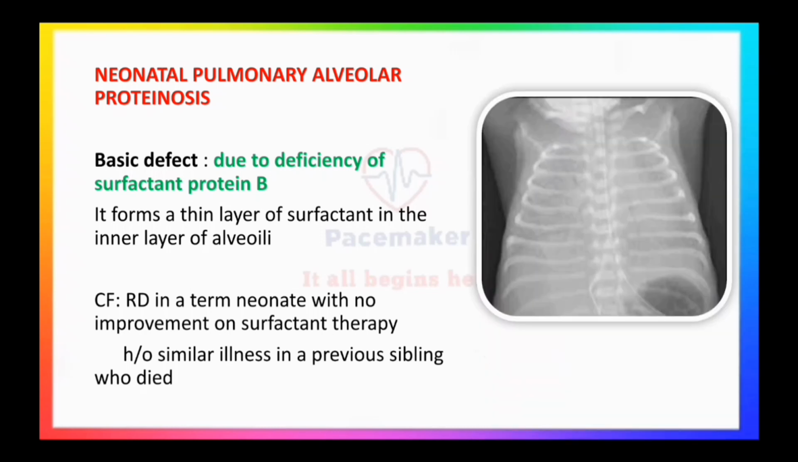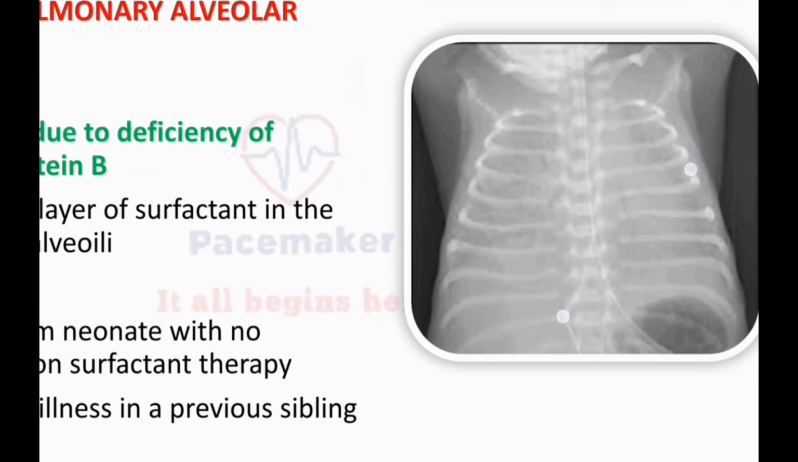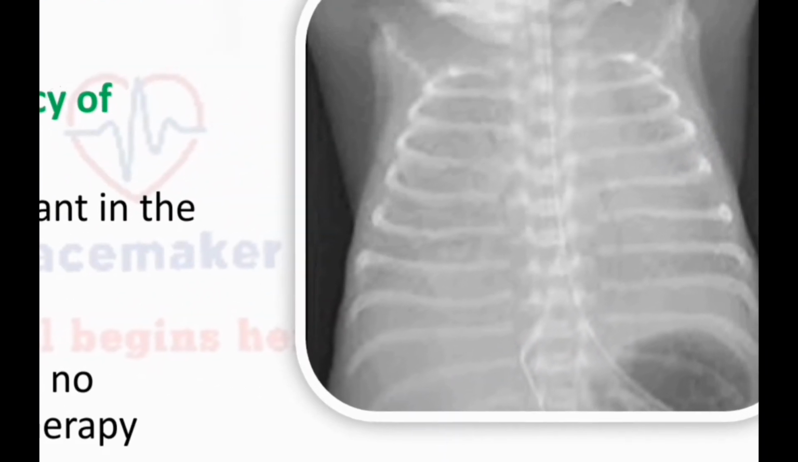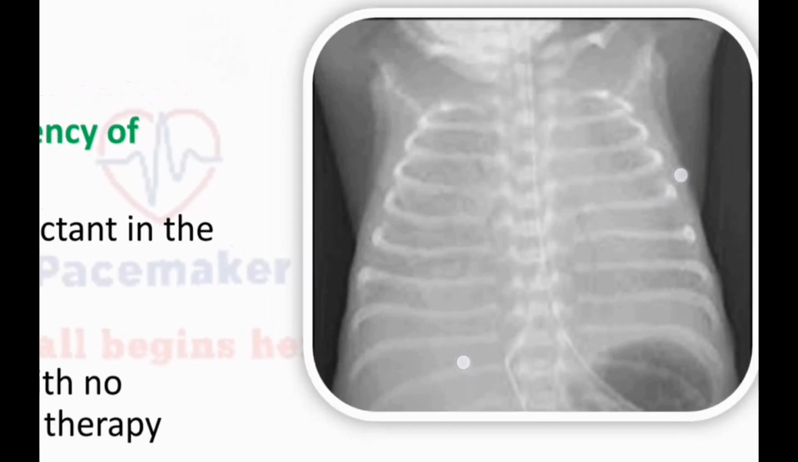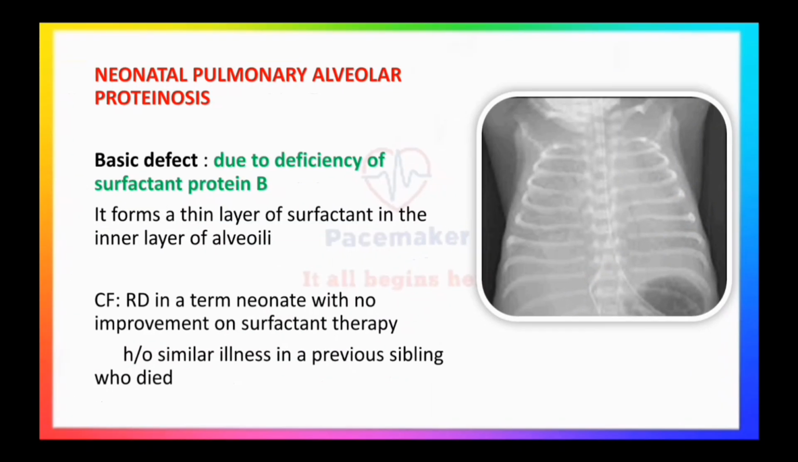The chest X-ray looks similar to respiratory distress syndrome. It looks like ground glass opacity. Ground glass opacity with no improvement on surfactant therapy should evoke the diagnosis of pulmonary alveolar proteinosis in a newborn presenting with respiratory distress.